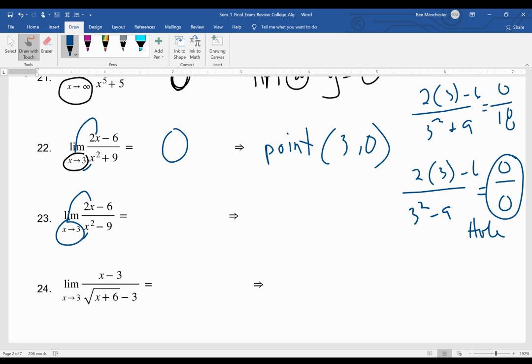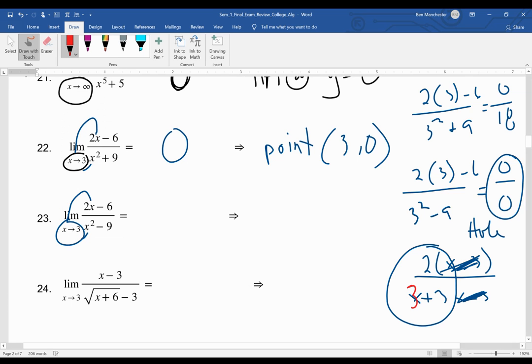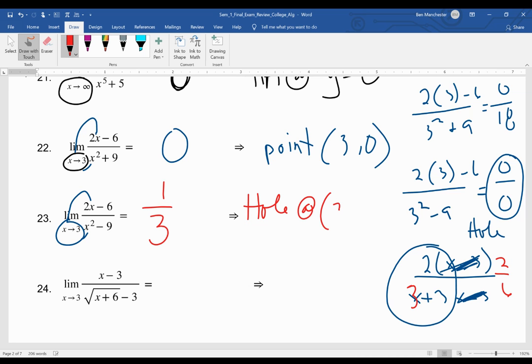So what we have to do is factor. So 2 times x minus 3 on top, and x plus 3 and x minus 3 on the bottom. So the x minus 3's cancel out. Now that we have this as our resulting rational, we plug in 3 again. 2 over 3 plus 3 is 2 over 6, which reduces to 1/3. So the answer is still a number. The number is 1/3. So what that means graphically is that we have a hole at the point 3, 1/3. Once again, the answer to a limit is a number.